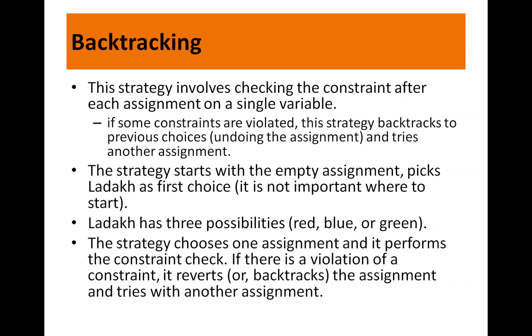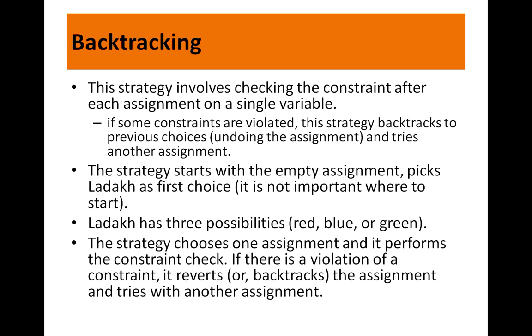We are using a backtracking strategy. This strategy involves checking the constraint after each assignment on a single variable, right? So if some constraints are violated, this strategy backtracks to the previous choice, undoing the assignment and trying another assignment. So suppose in our strategy, we start with the empty assignment, right? Let us say we pick up Ladakh first. We can pick up any one, but we start with Ladakh. Now, what is the possibility for Ladakh? We have three domain values available for Ladakh in the beginning. It can be colored red, it can be colored blue, or it can be colored green.